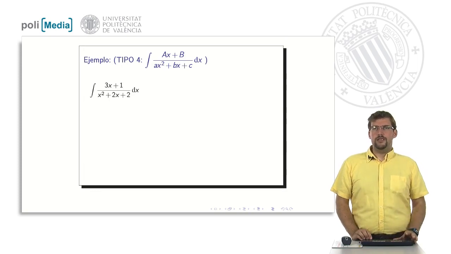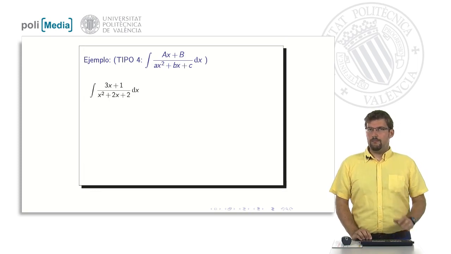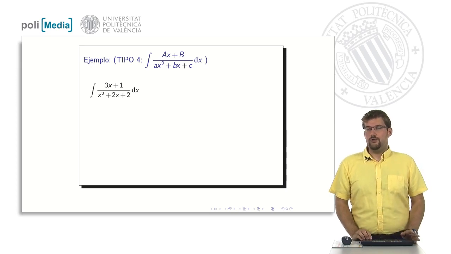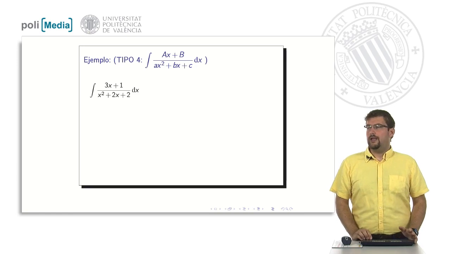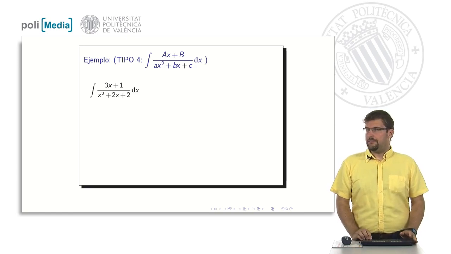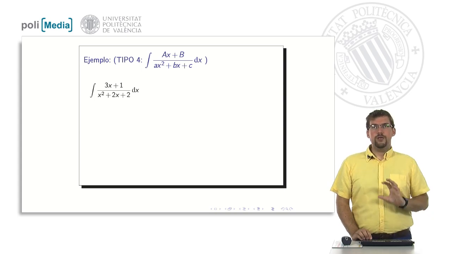Let's remember once again that type 4 integrals have a polynomial above, ax plus b, and below a polynomial of degree 2. In this case, we will take it raised to 1, where ax squared plus bx plus c happens to have no real roots. Well, we now take the primitive. And let's see the process that we are going to do very mechanically.